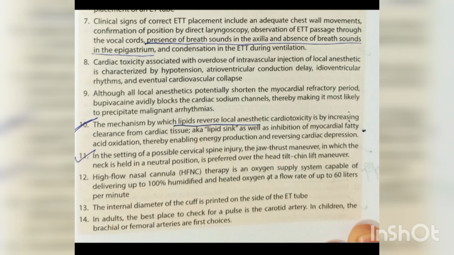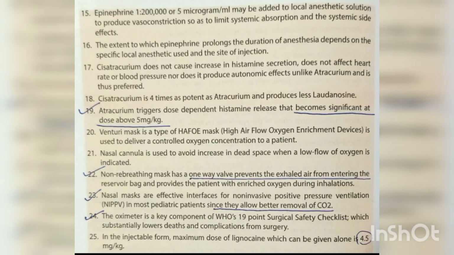The internal diameter of the cuff is printed on the side of the ET tube. In adults, the best place to check for a pulse is the carotid artery. In children, the brachial and femoral arteries are first choices.